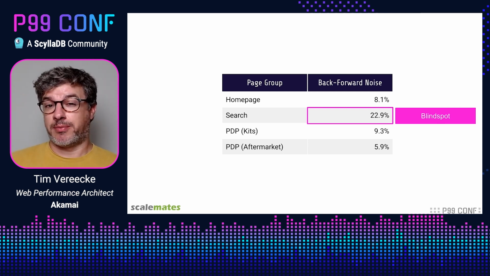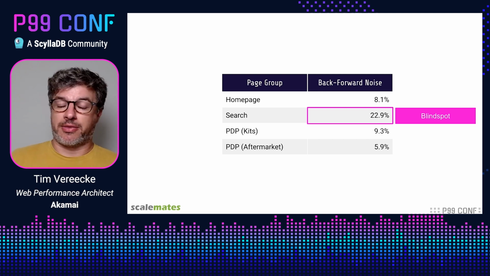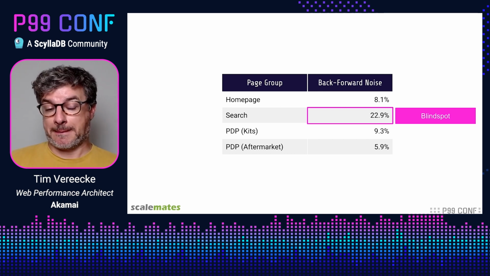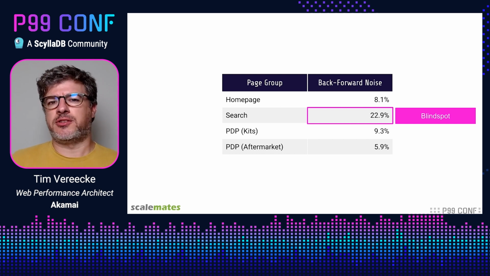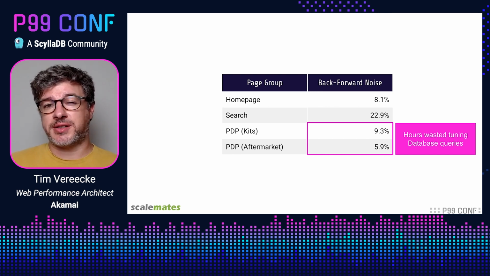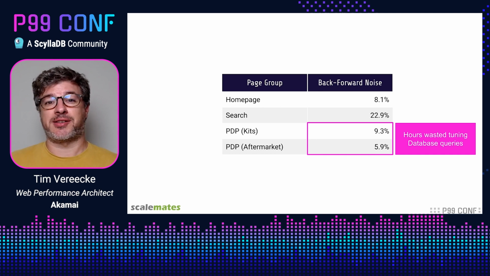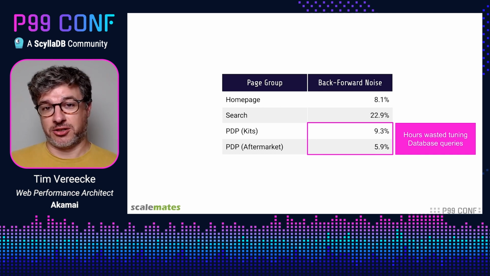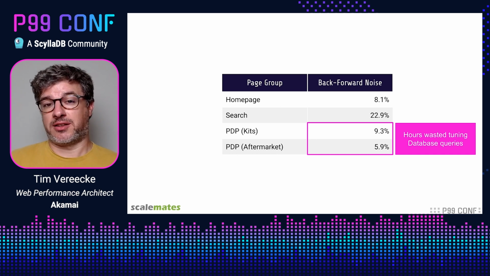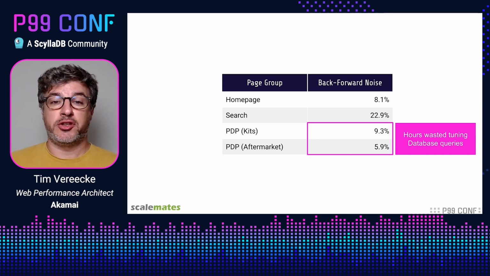The second problem, I noted in RUM that the aftermarket pages were slower than kits. And there was no reason for it except for some queries. So I spent hours and hours and hours wasting time tuning database queries because I thought I had an issue with my database, while the only reason the aftermarket sets were slower is because they had fewer fast back-forward navigations.